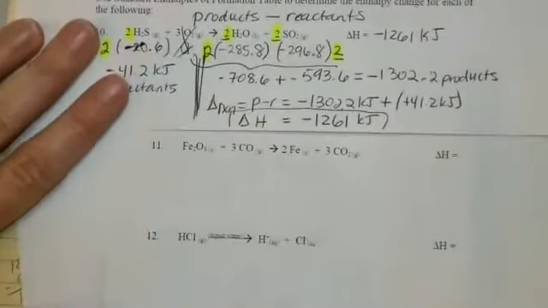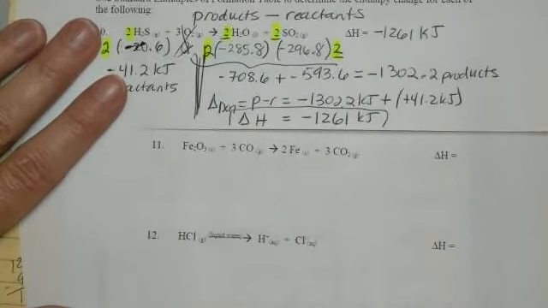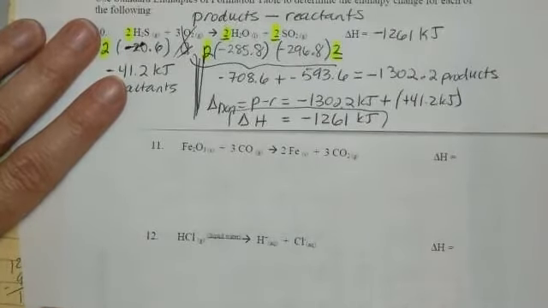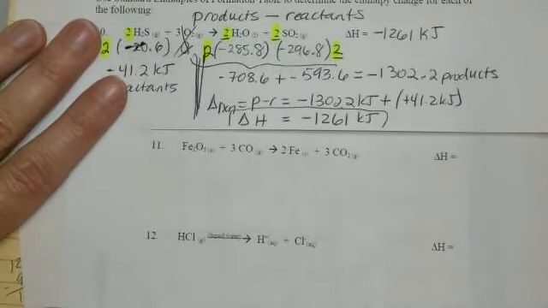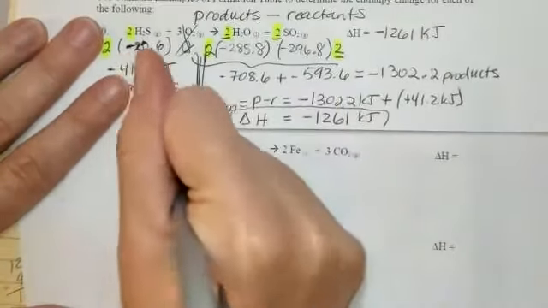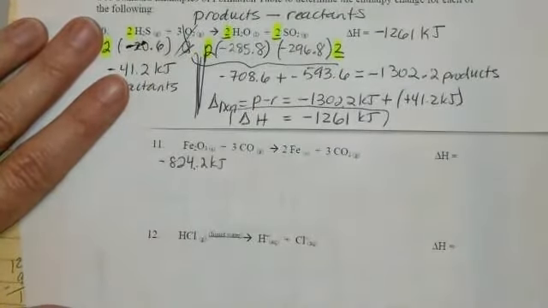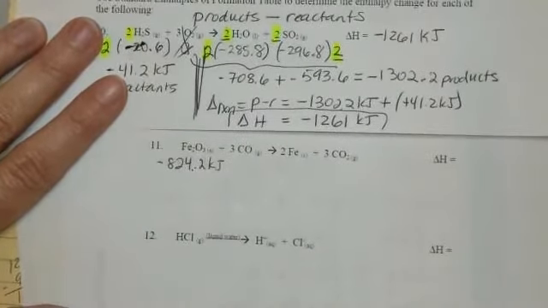All right, so we got a couple more to do here. All right, so I've got the Fe2O3. So on my table, I'm going to be looking at the iron. And when I find the iron, I'm looking specifically at iron 3 oxide solid. All right, and in my table, I've got iron 3 oxide solid, which has an enthalpy of formation of negative 824.2 kilojoules.